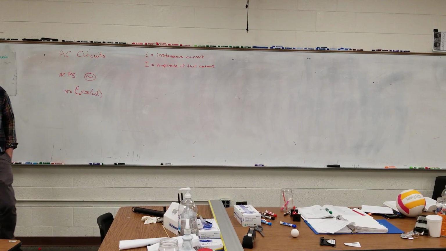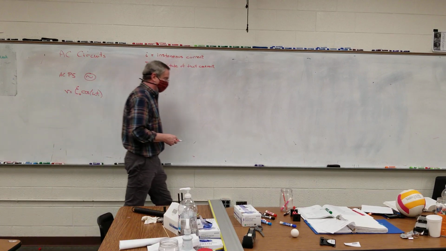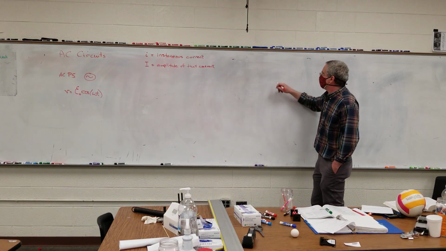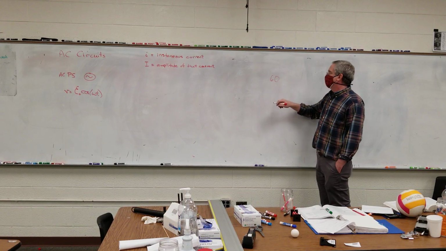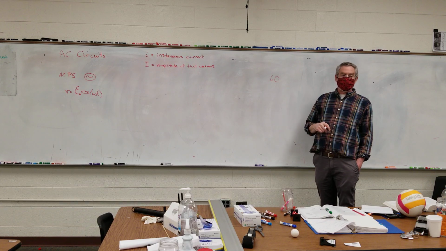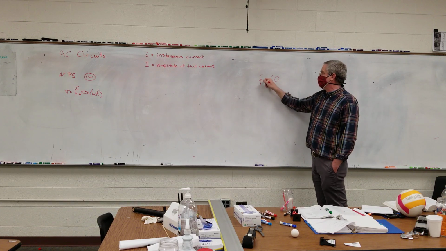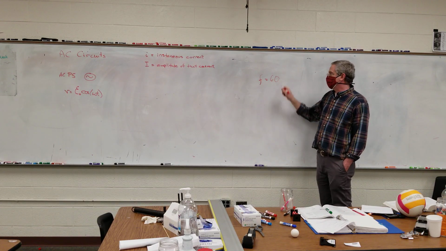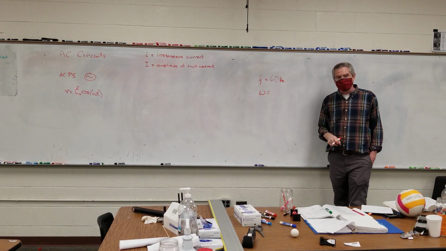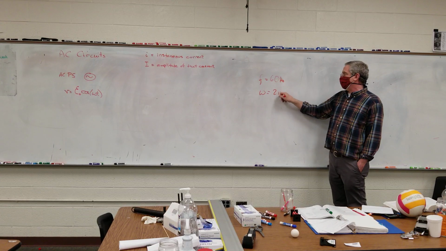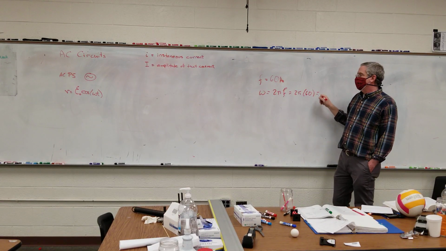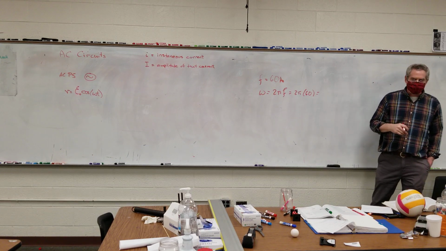If we're dealing with our outlets down here, our outlets are roughly 60 hertz. In other words, they're cycling back and forth 60 times every second. So the frequency is 60 hertz. Omega would be the angular frequency, which is 2 pi times f, which is 2 pi times 60, which is, if someone would be kind enough.